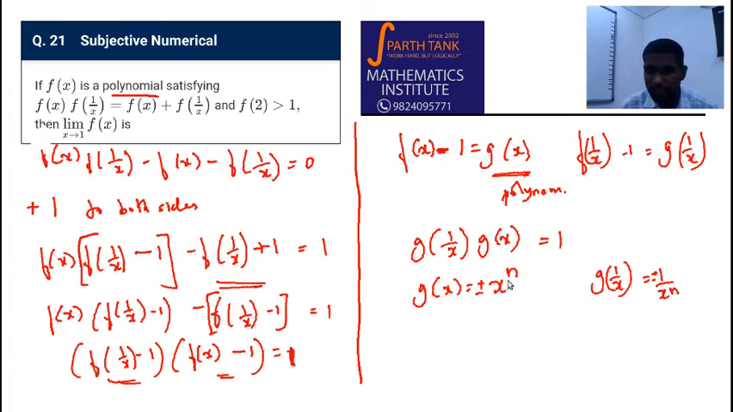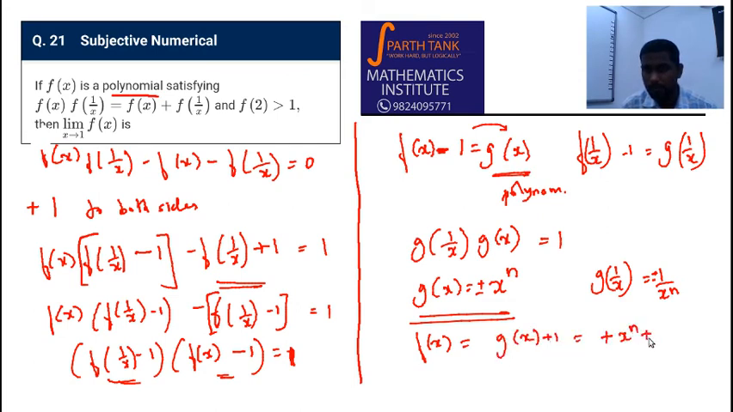If there is another term, x power n plus x, then the 1 by x will be 1 by x power n plus 1 by x, which will not be the reciprocal of this, and this condition will be violated. Therefore g of x should be of this form, and therefore f of x, which is g of x plus 1, should be of the form plus x power n plus 1 or minus x power n plus 1, right?